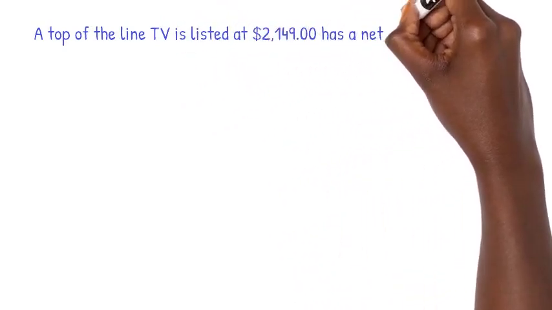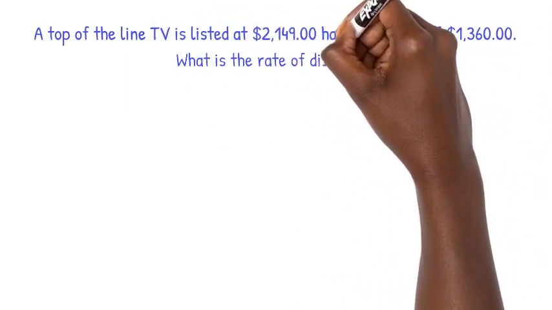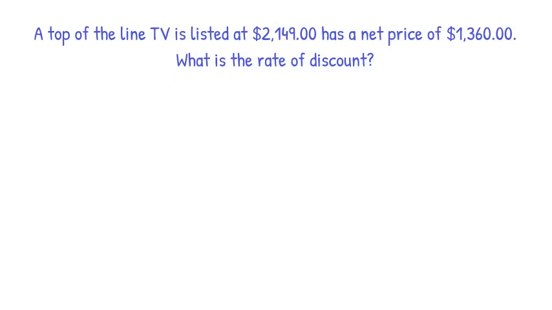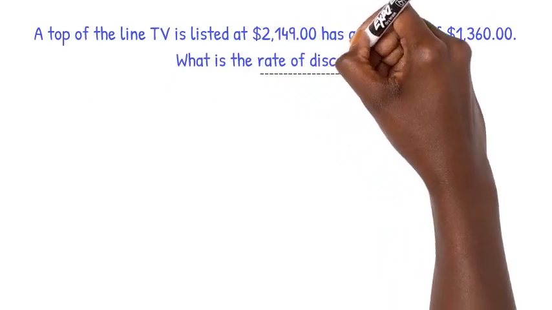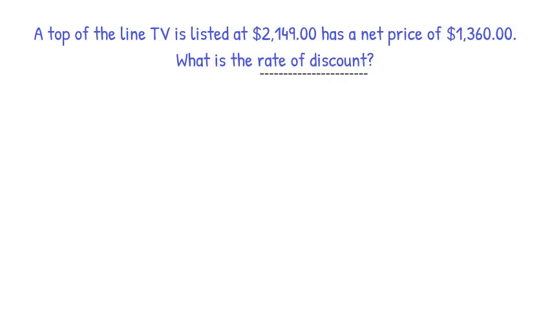A top-of-the-line TV is listed at $2,149 and has a net price of $1,360. What is the rate of discount? Rate of discount indicates to us that we will need a percentage as our final answer. To figure out the percentage or rate of discount, we first have to figure out how much money was discounted.